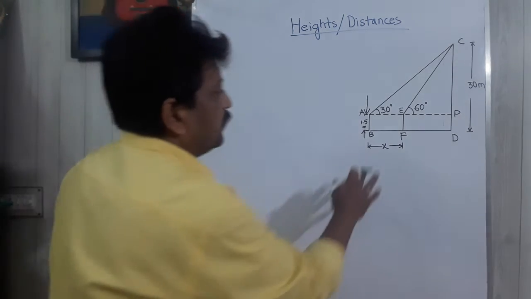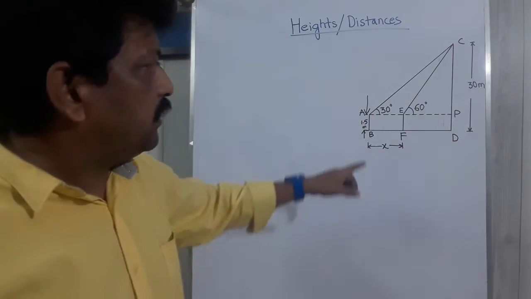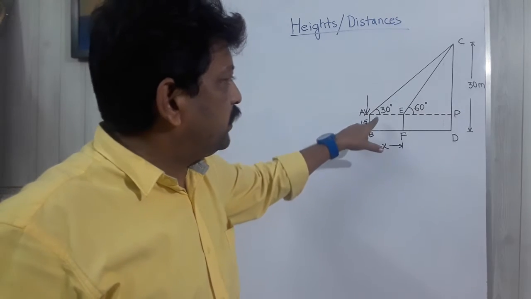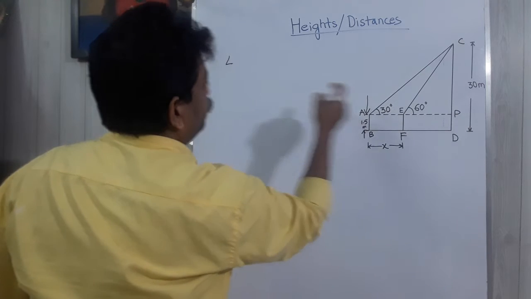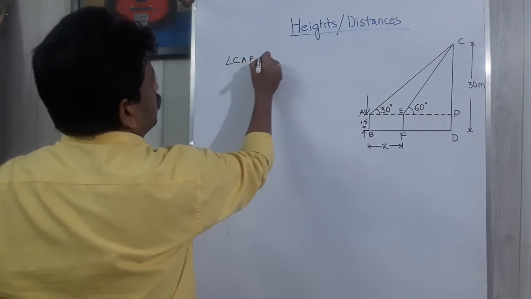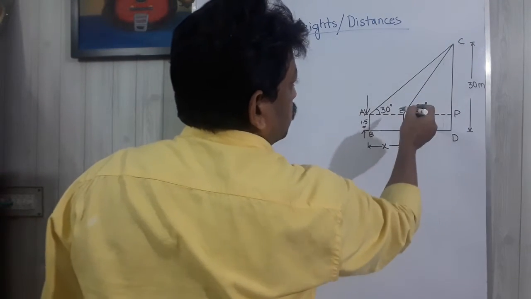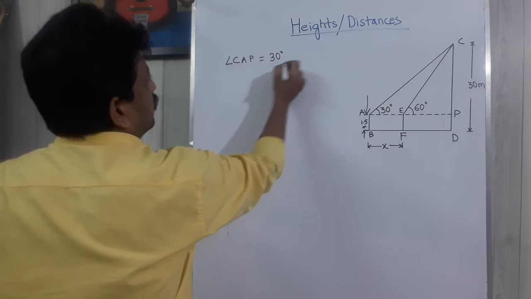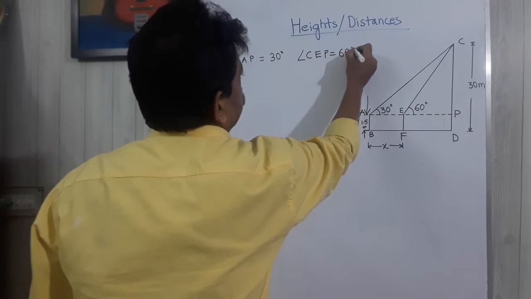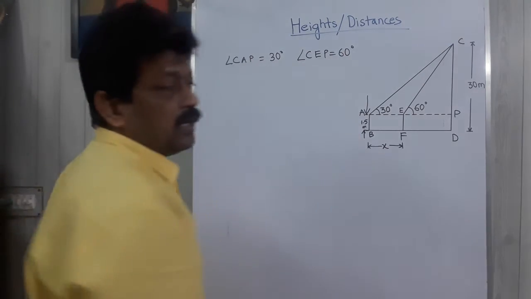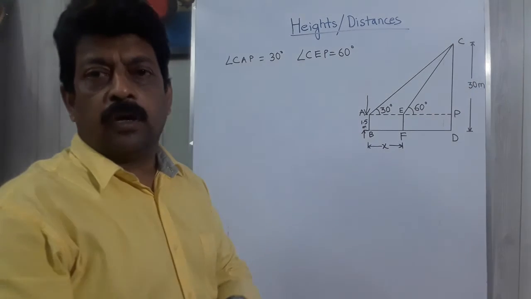1.5 meter, and CD is the building whose height is 30 meter. From A, the angle of elevation of the top of the building is 30 degree, that is angle CAP. Angle CAP equals 30 degree, and from E, the angle of elevation of C is 60 degree, that is angle CEP equals 60 degree. Let the boy walk a distance of x. So this much description we need to give about the diagram.